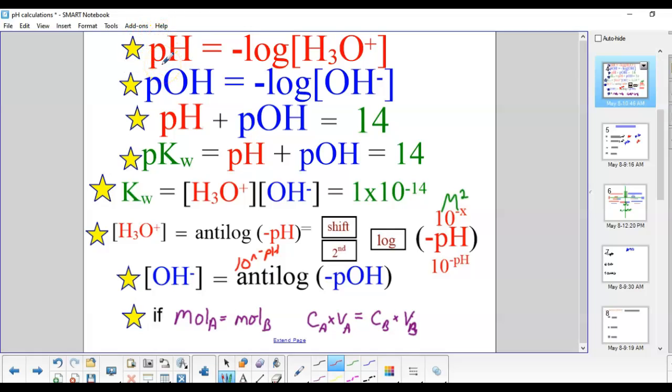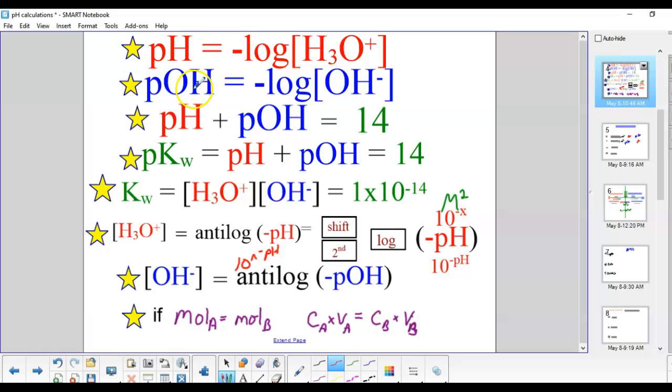Just like when you see the letter X in math, that means to multiply, and if you see an exclamation point, that means a factorial. In math, if you see a lowercase p, that means take the negative log of something. And we can have pKa's, pKb's, pH, pOH. We can take the P function of anything. So we have negative log of hydronium, negative log of hydroxide.